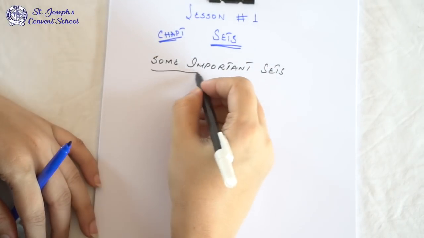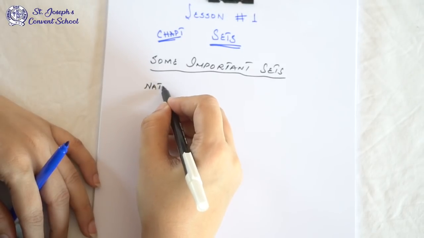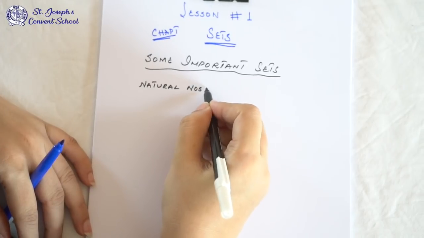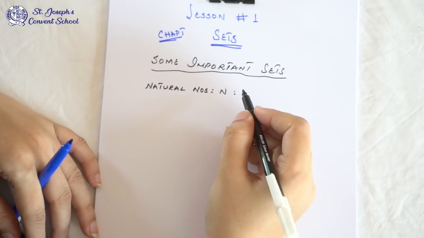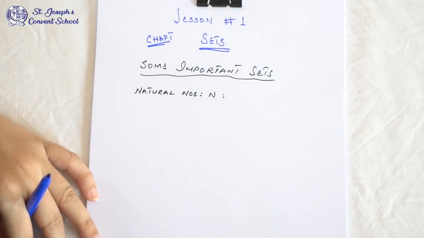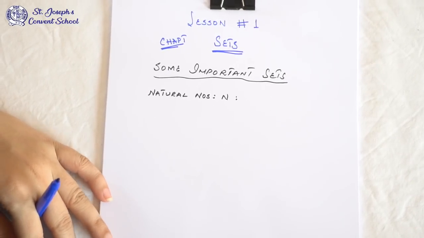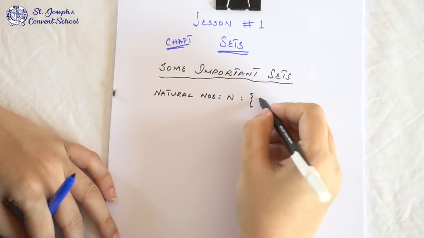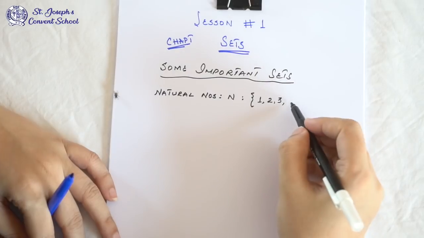Set of natural numbers. You already know what natural numbers are. We represent natural numbers by capital N. In sets we always represent the set by a capital letter, and inside the set we write small letters or numbers. Natural numbers start from 1: 1, 2, 3 and so on, right?